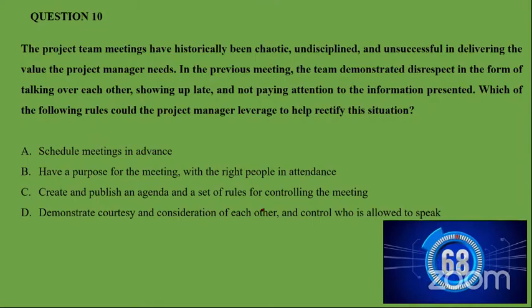Which of the following rules could the project manager leverage to help rectify this situation? Schedule meetings in advance, have a purpose for the meeting with the right people in attendance, create and publish an agenda and a set of rules for controlling the meeting, demonstrate courtesy and consideration of each other, and control who is allowed to speak. The project team meetings have historically been chaotic, undisciplined, and unsuccessful in delivering the value the project manager needs. In the previous meeting, the team demonstrated disrespect in the form of talking over each other, showing up late, and not paying attention to information presented. Which of the following rules could the project manager leverage to help?